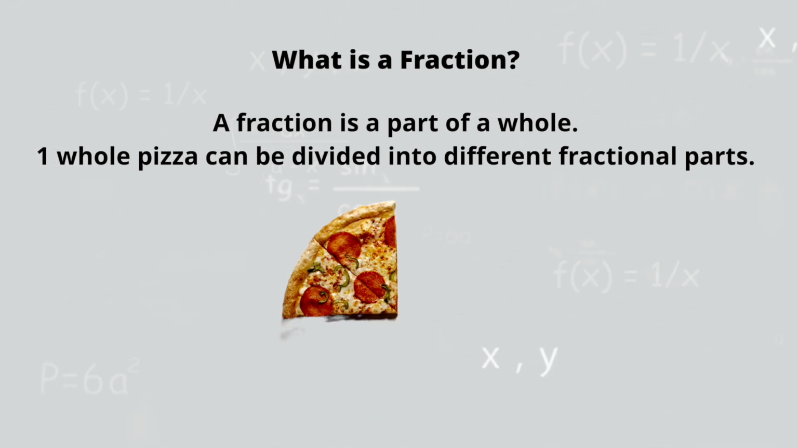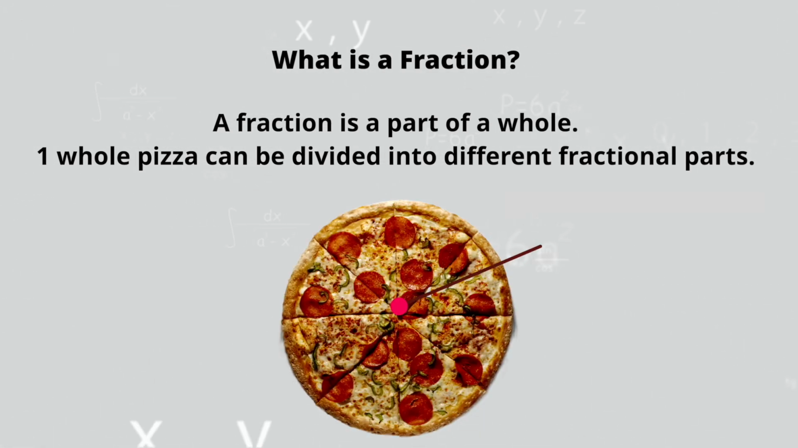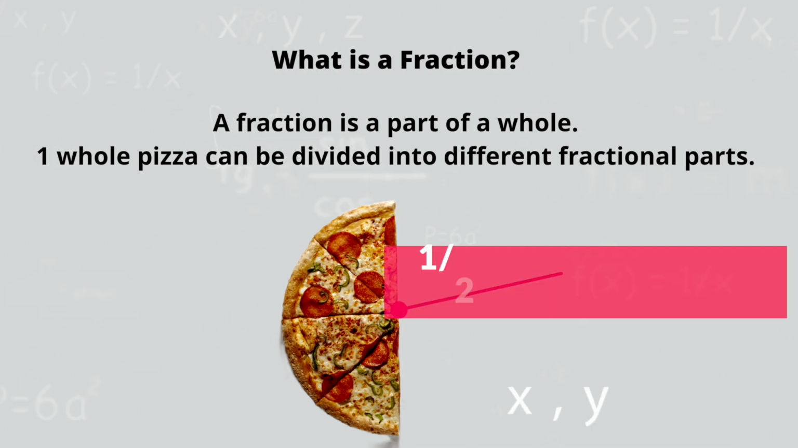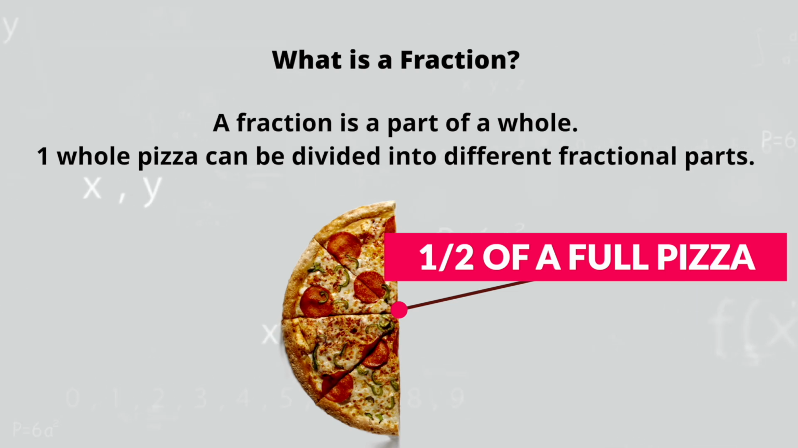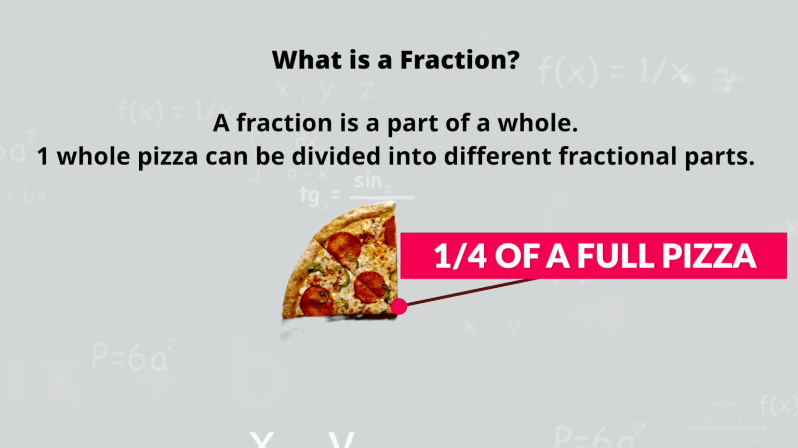One whole pizza can be divided into different fractional parts. Here we have one whole pizza cut into 8 slices. If you eat 4 pieces, what will remain is half of a whole pizza. Now, if you eat 2 pieces of the remaining 4, what remains is 1/4 of a whole pizza, also known as a quarter.